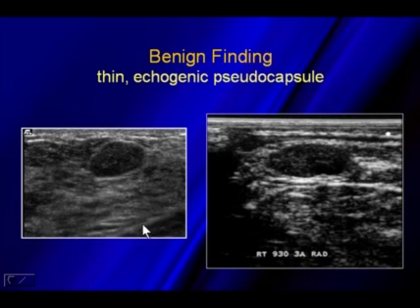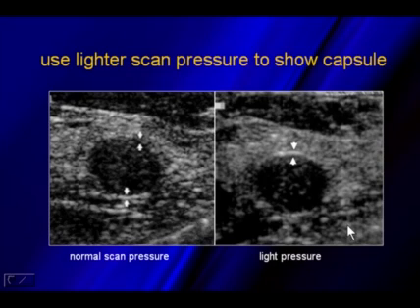If you have compound imaging, it makes it much easier to see these thin echogenic capsules. If the capsule is surrounded by echogenic fibroglandular tissue, it's a little more difficult to see the thin capsule surrounding that. It's much easier to see if we are scanning against a fatty background. Just the normal scan pressure of your hand resting on the breast tissue is sometimes enough to compress that fibroglandular tissue up against the capsule.